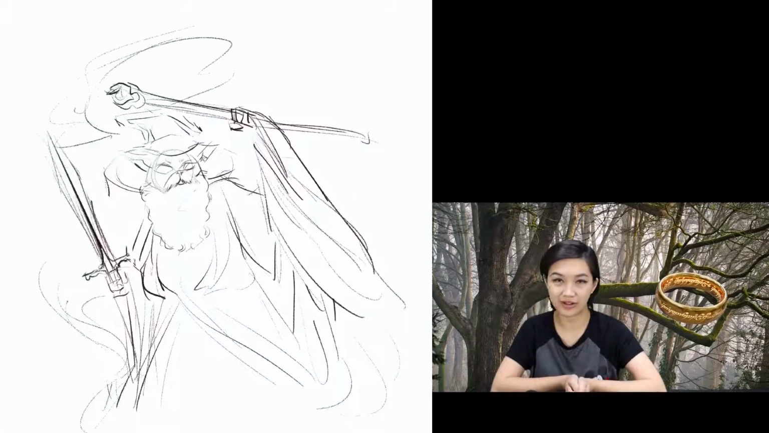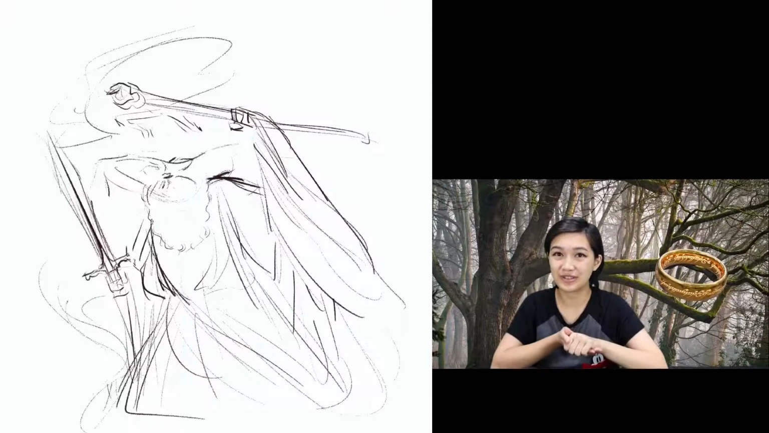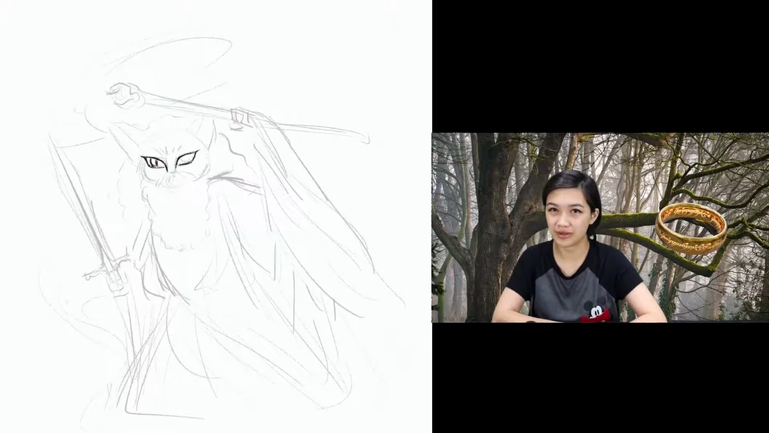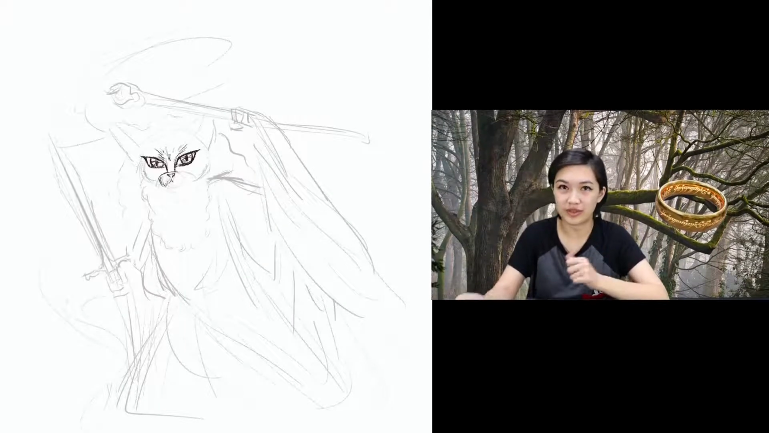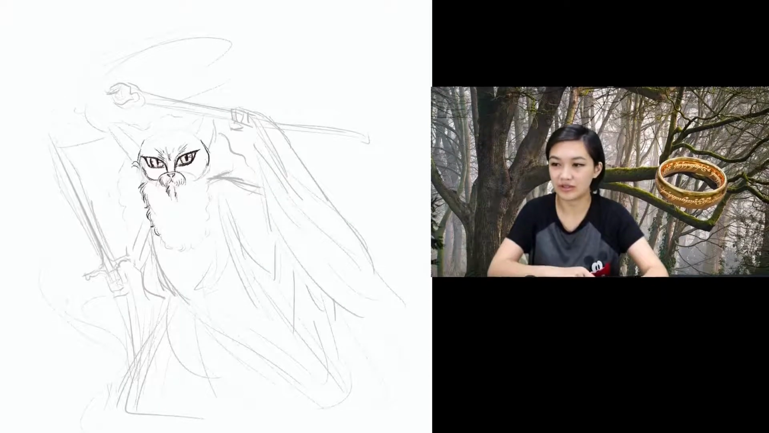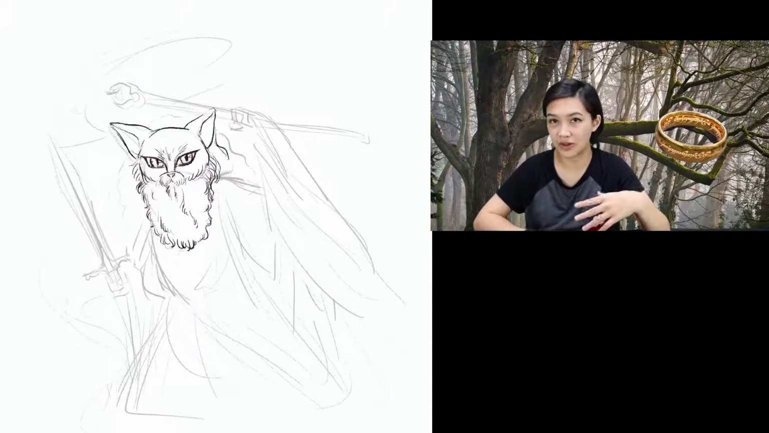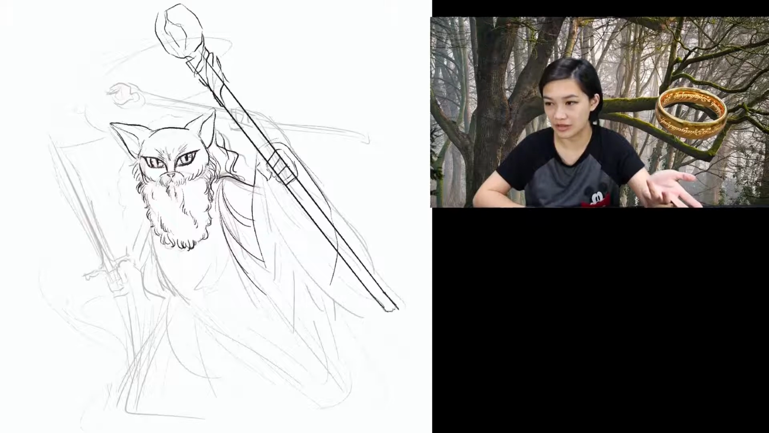So this is my process for the Gandalf Baron mashup, and I honestly really liked doing this mashup just because I got to explore a little bit of the active moving design of the character. This character is going to be having more of a fighting pose. So I did a quick rough pass of how I want Baron Gandalf to look.